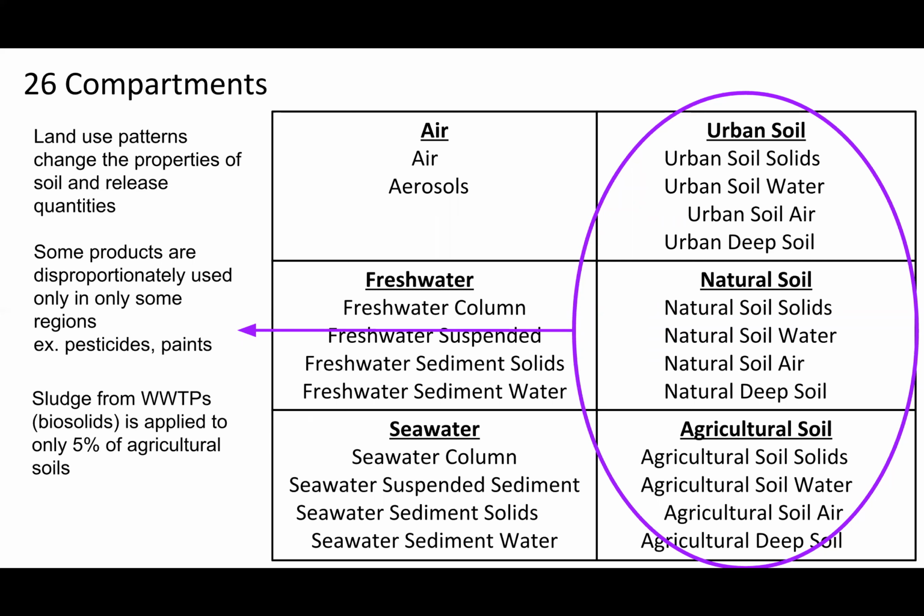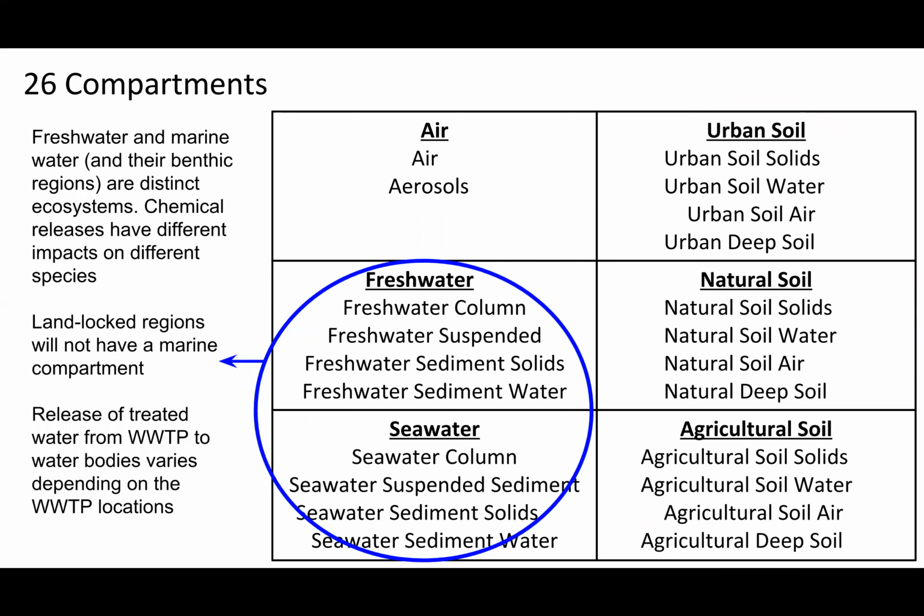In addition, we've also taken our agricultural soil and we've split it up into 2 sections, of which the smaller section, which is only 5% for our purposes, it can be varied, receives biosolids application from wastewater treatment plant biosolids residue. So we're not applying biosolids to the entirety of agricultural soil in our model. We're actually assuming that it's only a small subsection.